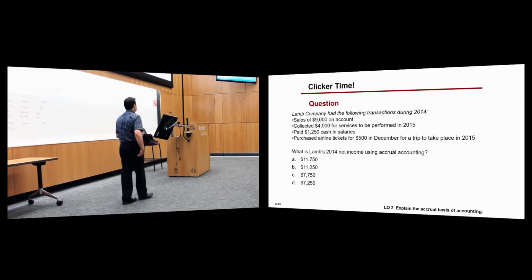This was the problem. NAB company had the following transactions during 2014. Sales of $9,000 on account. Collected $4,000 for services to be performed in 2015. Paid $1,250 cash in salaries, and purchased airline tickets for $500 in December for a trip to take place in 2015. What's the net income using accrual accounting?